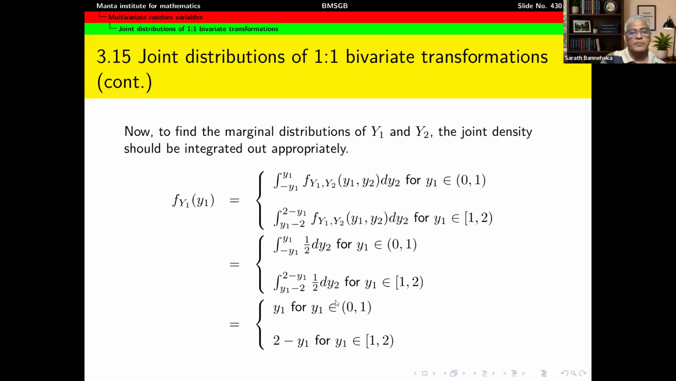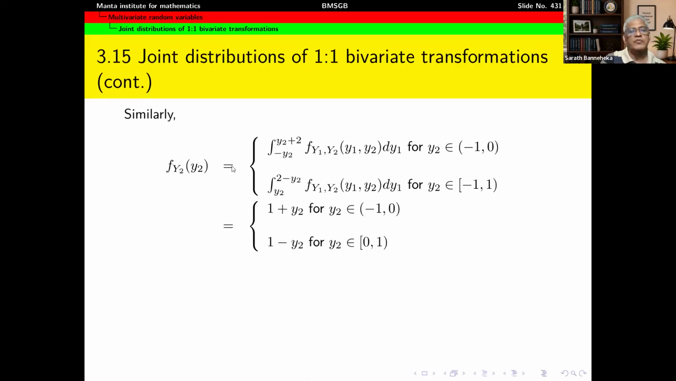So you can see that it has two parts. When y1 is in the 0, 1 interval, it's given by this. When y1 is in the 1, 2 interval, it's given by this. Actually, at the border point you will get the same answer, right? When y1 is equal to 1, the value is 1 here, and the value is 1 here as well. Therefore, you can exclude that point from one region and include it in the other region. It's a continuous function anyway. And similarly, the marginal density of y2 is given by this expression. Again it has two parts depending on the y2 that we consider here.